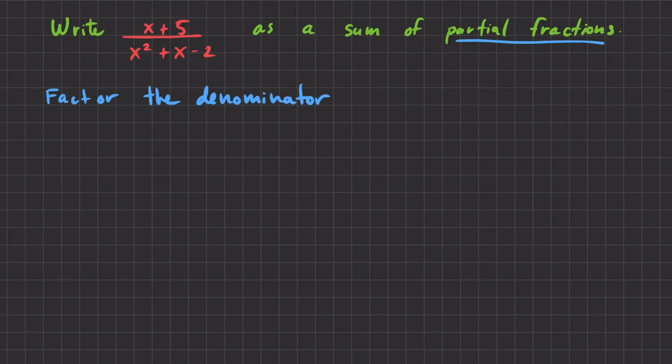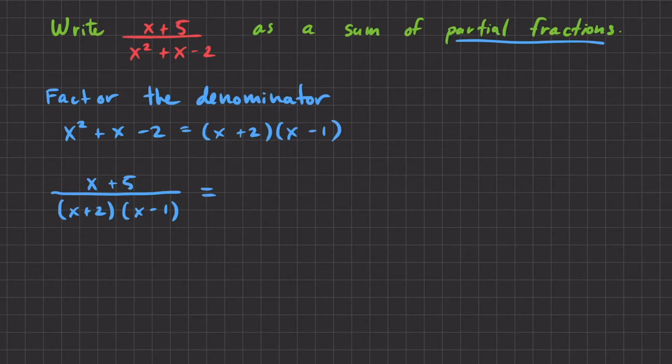Okay, so I've got x squared plus x minus 2. So, I'm looking for factors of negative 2 whose sum is positive 1. So I think what I'm looking for is the pair positive 2 and negative 1. So that means that x squared plus x minus 2 is equal to x plus 2 times x minus 1. So I'm going to say that this is equal to, I'm going to introduce a new variable, I'll call it capital A, and that's going to be the numerator on x plus 2.